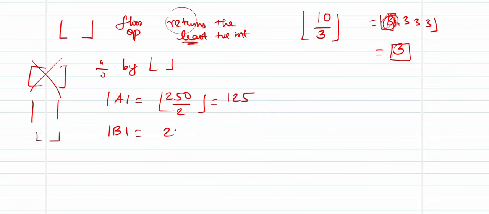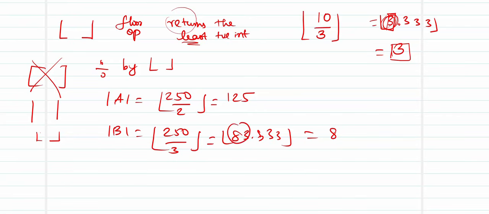Cardinality of B, 250, it is going to be divisible by 3. So how many of them are going to be divisible by 3? I know that 250, when I divide by 3, is equal to 83.33333. When I go for the floor of it, you need only the integer part, so you pick your 83 alone.